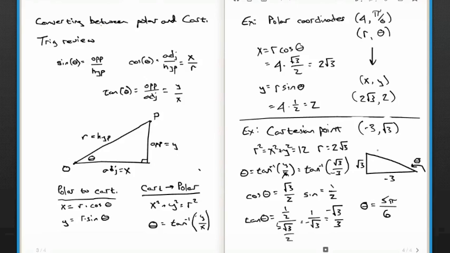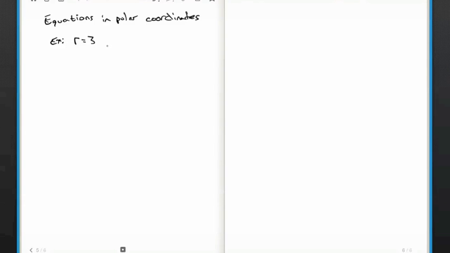So you've got to be really careful about doing that. Okay, let's keep charging ahead here and look at an equation, or a few equations, in polar coordinates. So now we're looking at equations in polar coordinates. Well, what's an easy one? What if I said r equals 3? All right, what would that look like? Well, that would be just a circle with radius 3.